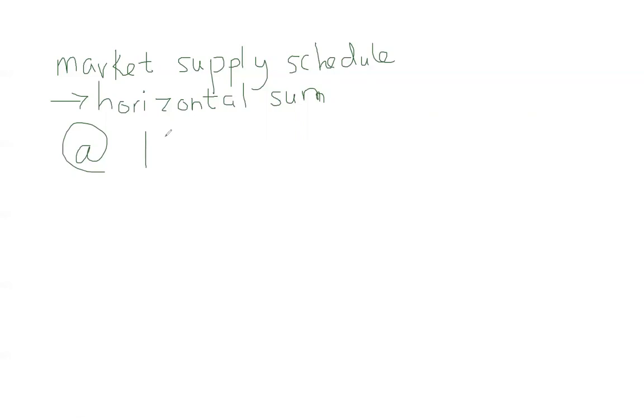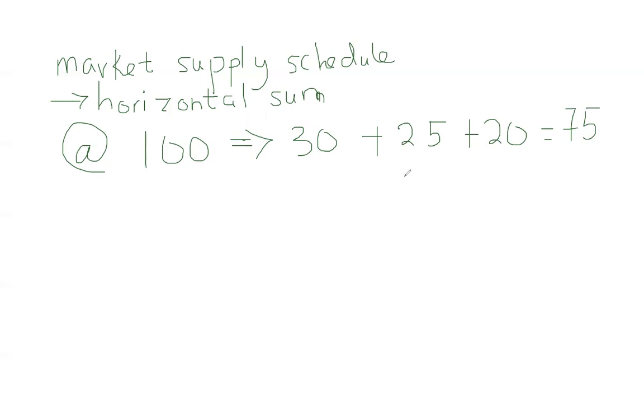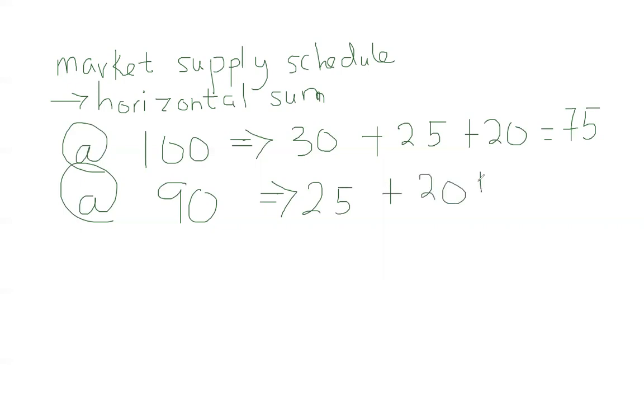Right, so at 100, Giselle is willing to supply 30. Keaton is willing to supply 25. And Madison is willing to supply 20. Okay, so at 100, we have 75 in total being supplied. What about at 90? At 90, we basically do the same thing. Again, it's a horizontal summation. So we have 25 plus 20 plus 15. So that's going to be 60.